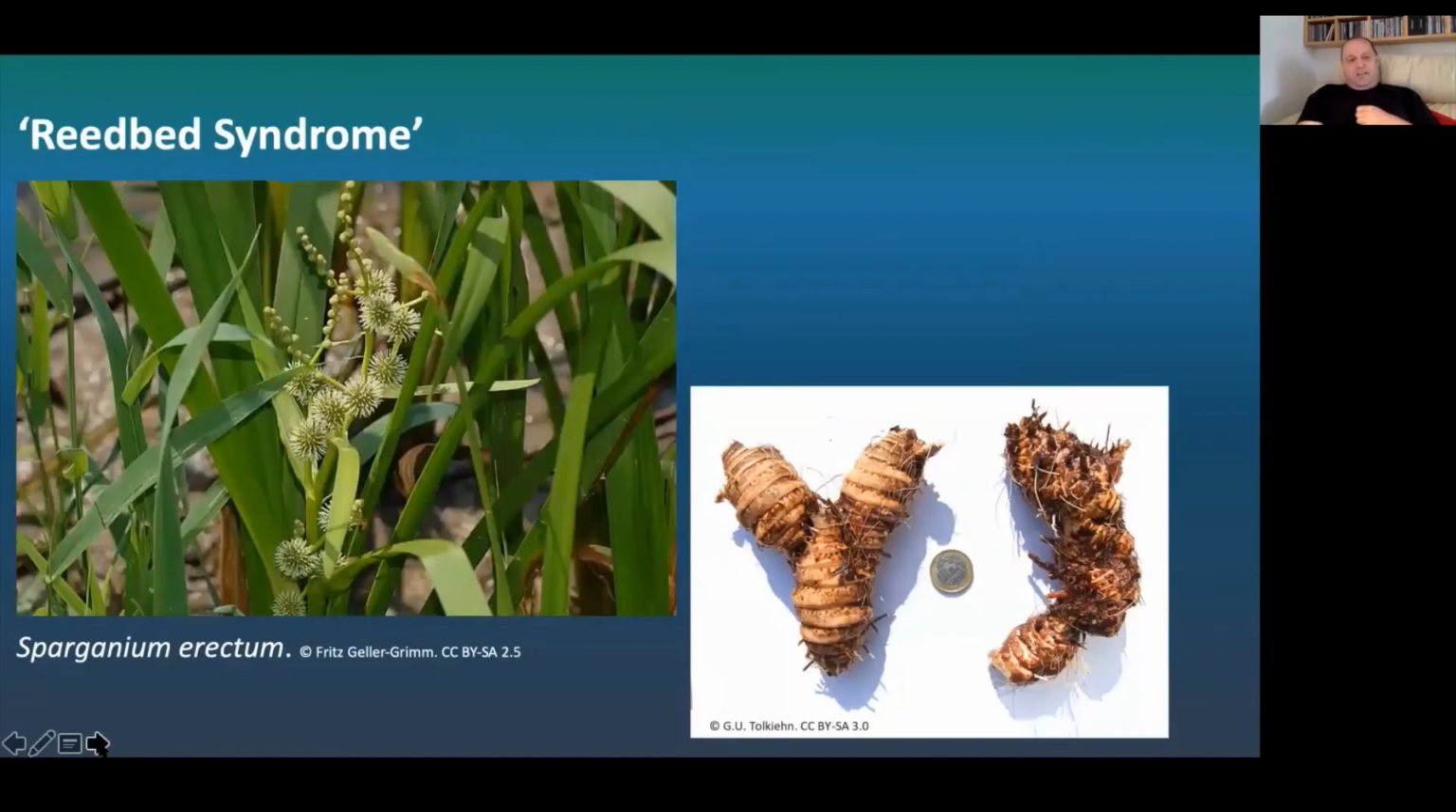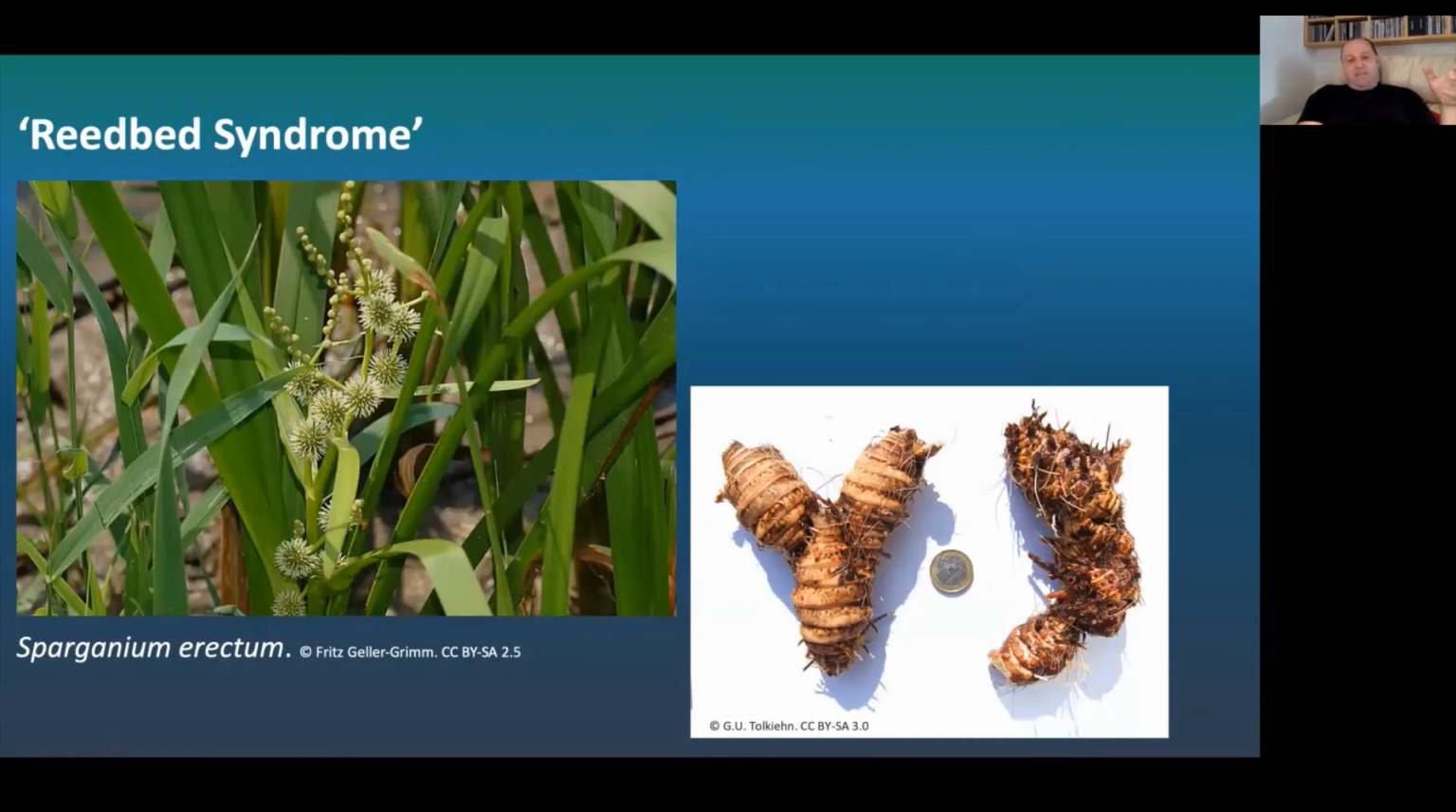This also applies to a lot of marginal species. A lot of marginal species are very vigorous. I mean, when you see them in the wild, you get reed beds. This is Sparganium erectum, which will rapidly form a sort of swamp. And they have the same sort of thing. They have these big, tough, fibrous rhizomes that are pretty difficult to cut through and control without using sharp tools, and you don't want to use sharp tools anywhere near a pond liner, really.